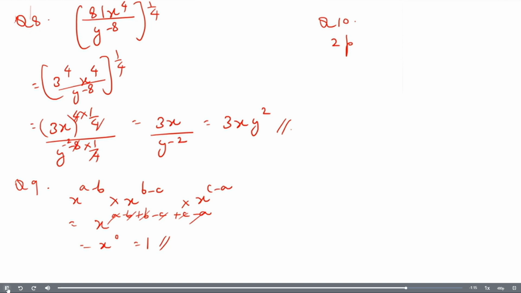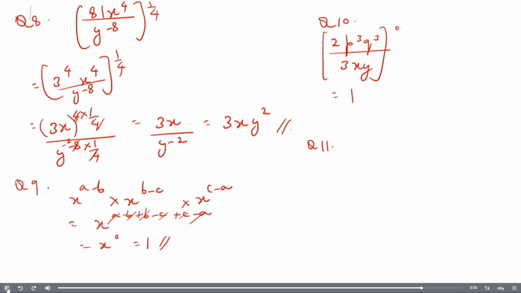2p cube q cube by 3xy, whole to the power 0. That is nothing but 1. Any number to the power 0 is 1.